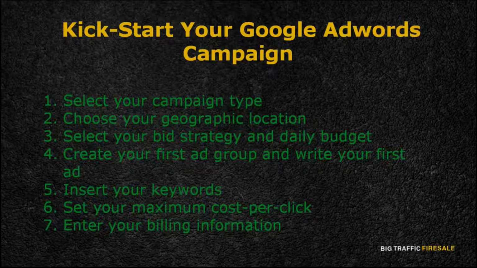Then there are 7 simple steps to kickstart your campaign. 1. Select your campaign type and name. 2. Choose the geographic location where you want your ads to appear. 3. Select your bid strategy and set your daily budget. 4. Create your first ad group and write your first ad. 5. Insert your keywords into the keyword field in your account. 6. Set your maximum cost per click. 7. Enter your billing information.